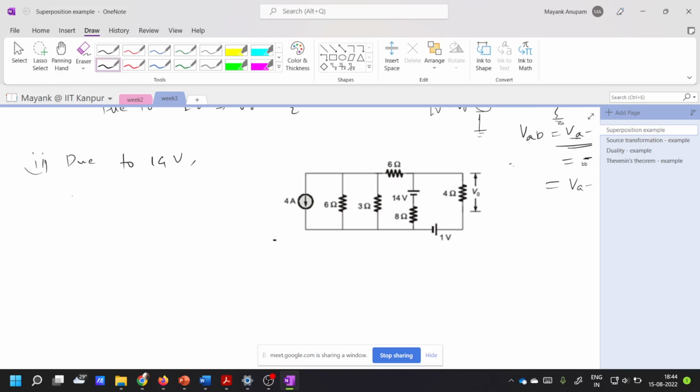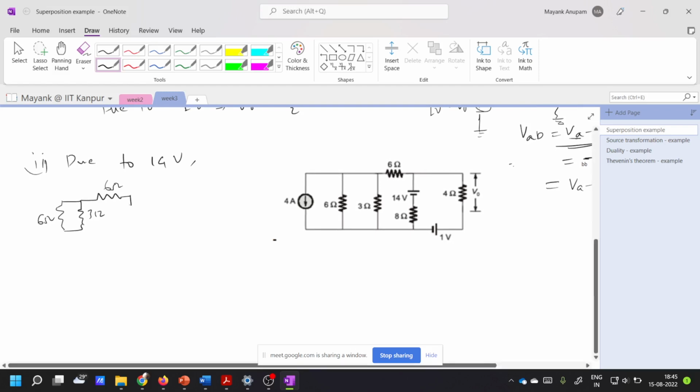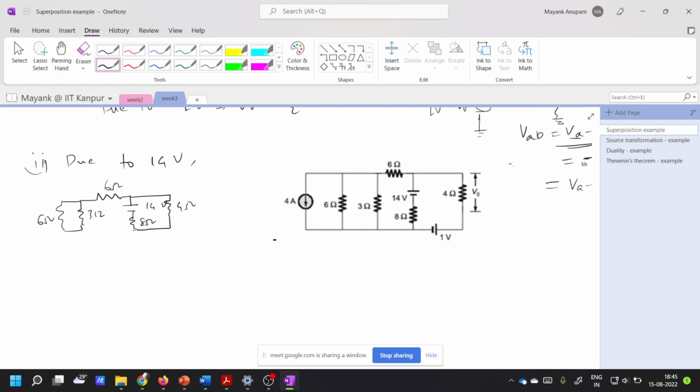You have to open the 4 ampere source. This is 6 ohms. Then there is this 3 ohms, then the 6 ohms again. Then there is 14 volts here, then 8 ohms here, and here is 4 ohms. And this is shorted here. You need to find out this voltage again, right? And this is the reference.